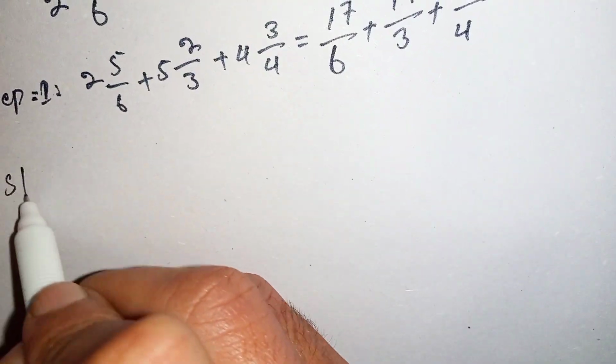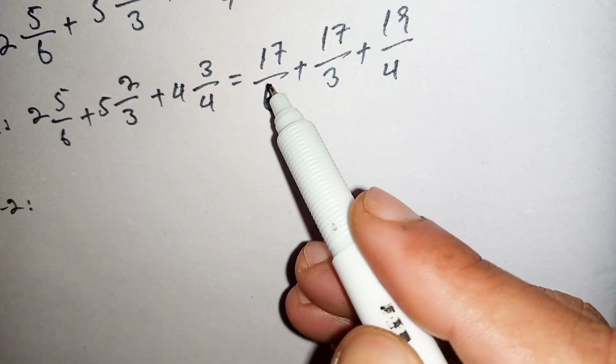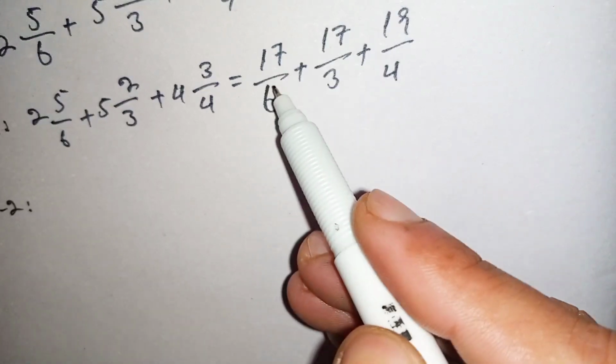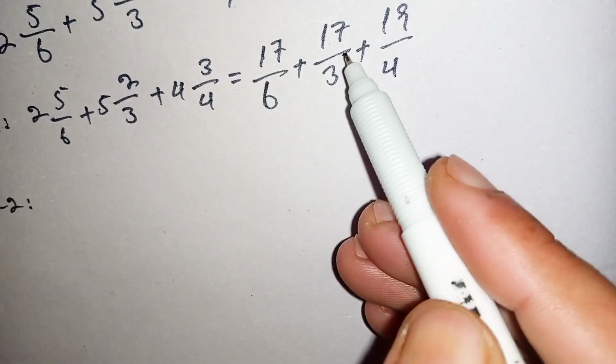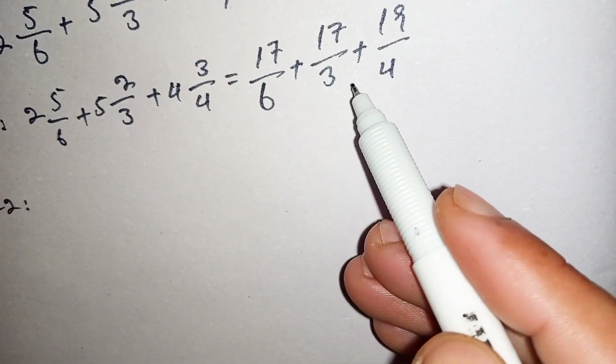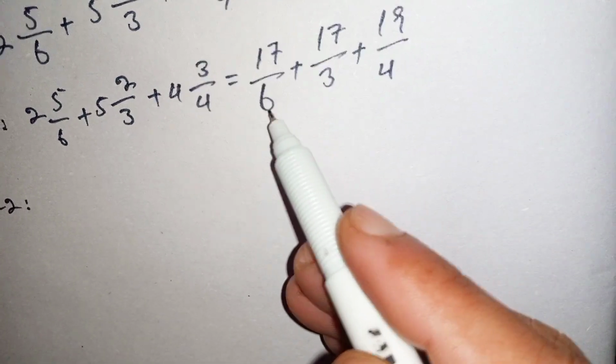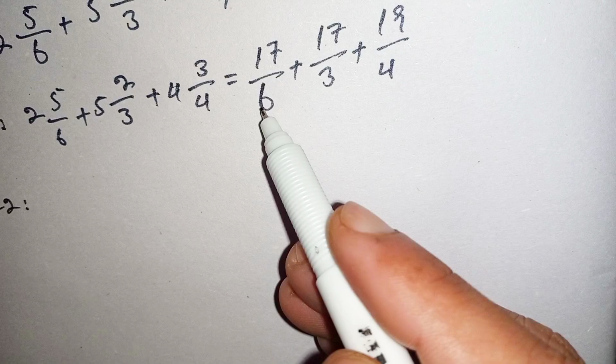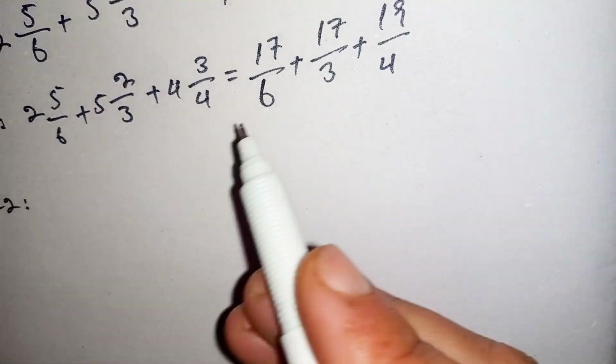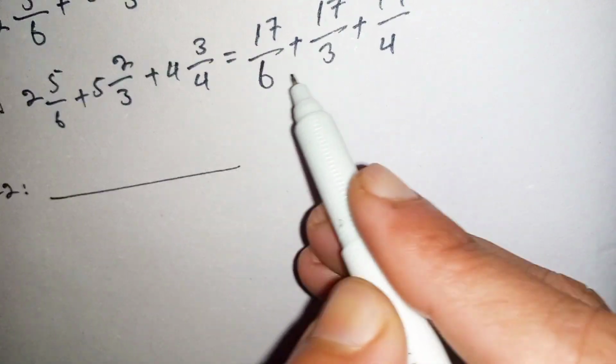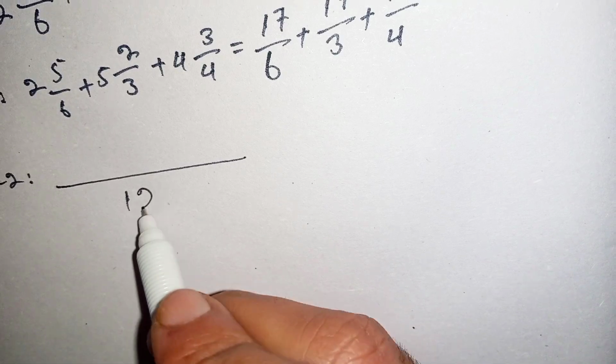In step 2, we will add up these improper fractions. To add these improper fractions, we have to take the LCM of the denominators, or simply take the least common denominator of the 3 fractions. So here we see that the least common denominator is 12.